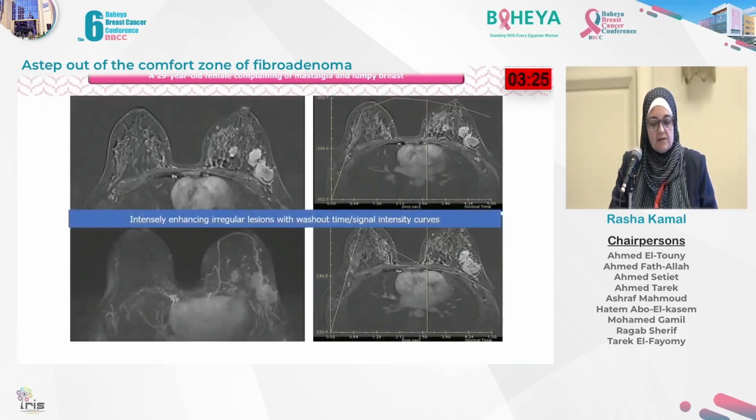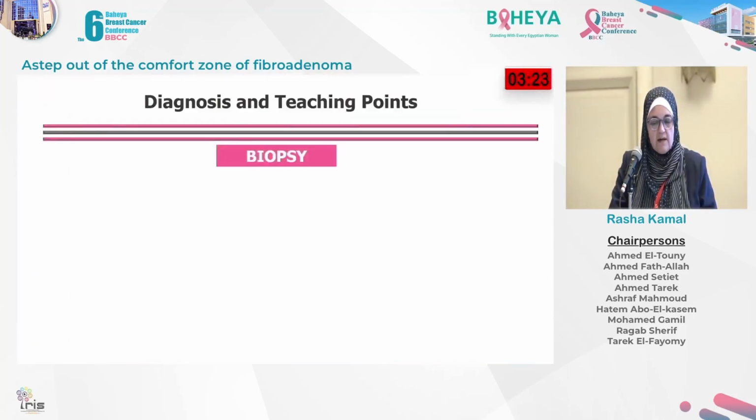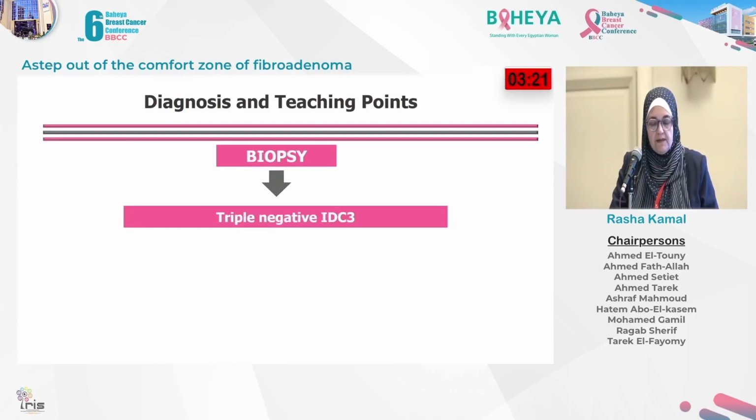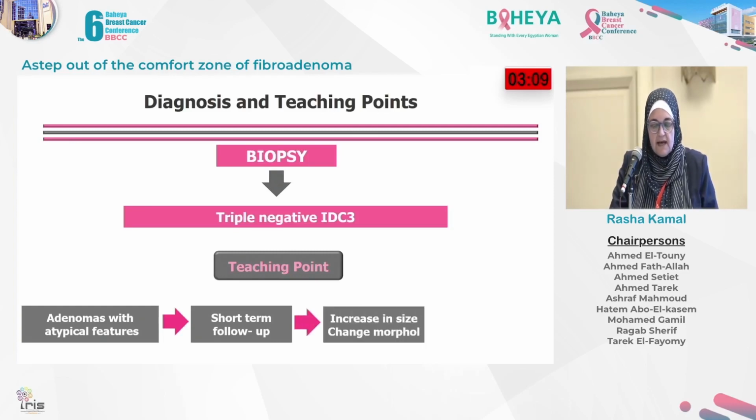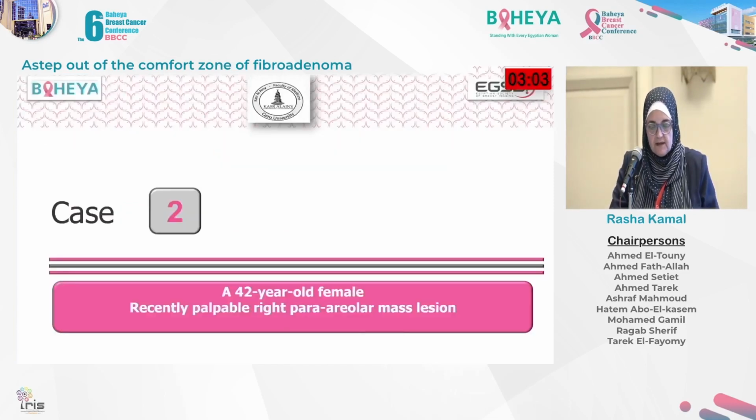An MRI was requested, and unfortunately a biopsy was taken. This was a triple negative breast cancer, grade 3. The teaching point is whenever we have adenomas with atypical features, at least we should do a short-term follow-up, if not a direct biopsy. Any increase in size or change in morphology, we should either biopsy or surgically excise.